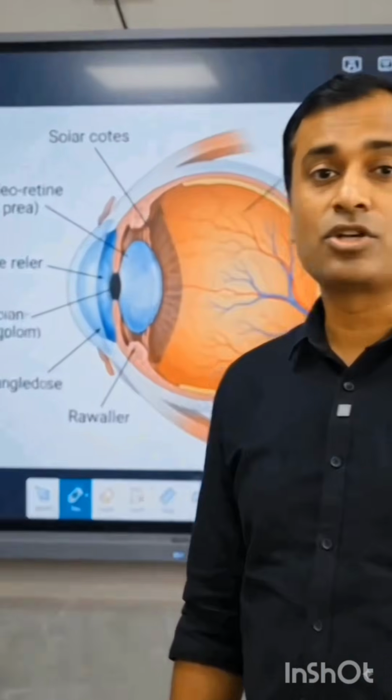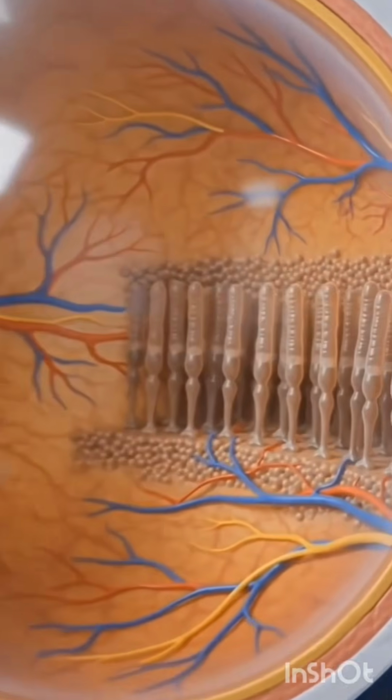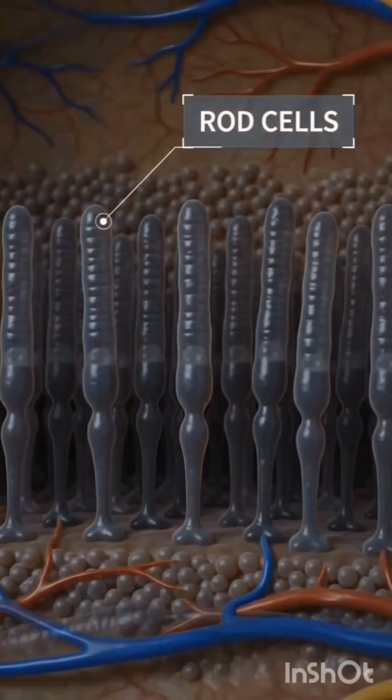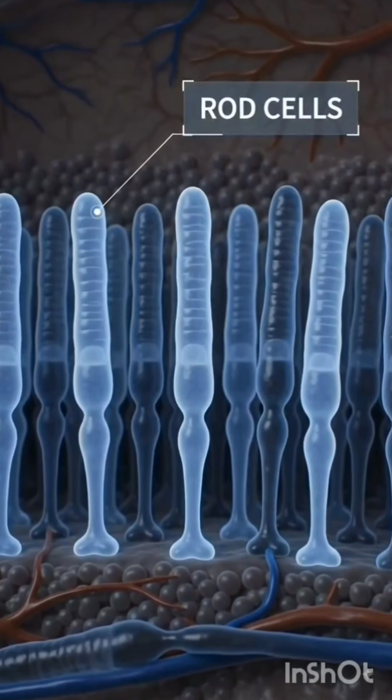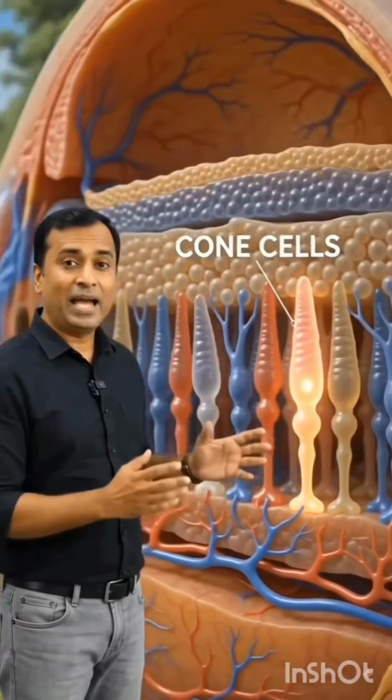The retina contains rod cells. They help us see in dim light and at night, but they cannot identify colors. The retina also contains cone cells. They help us see colors clearly and provide sharp vision in bright light.